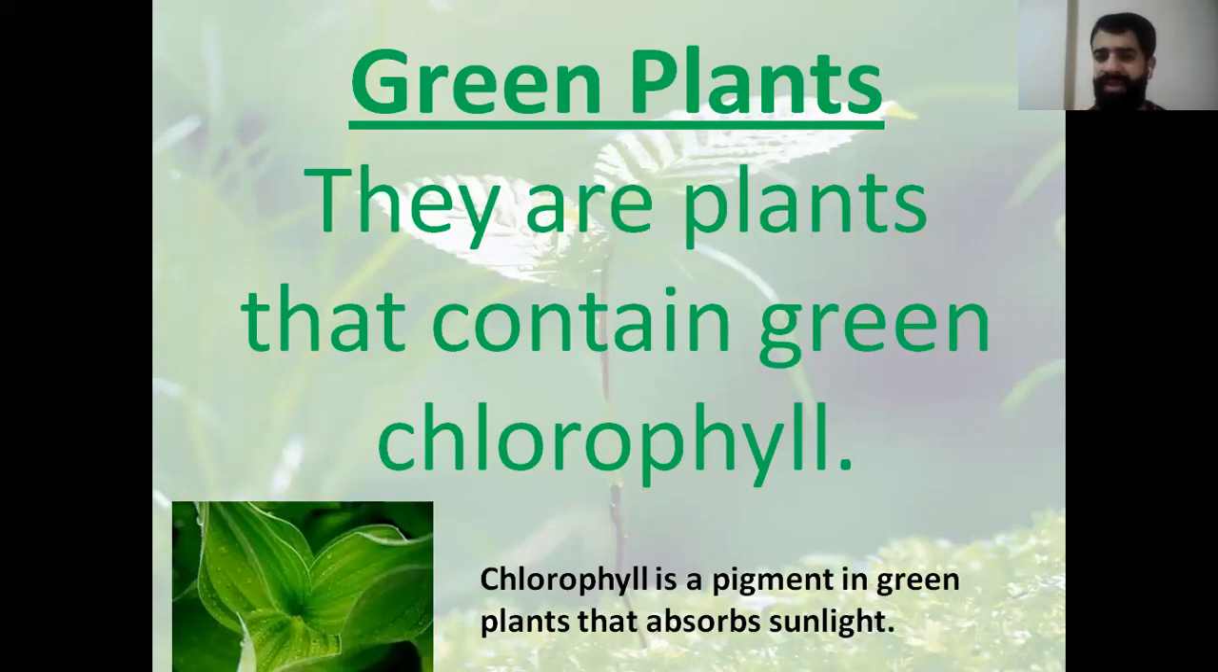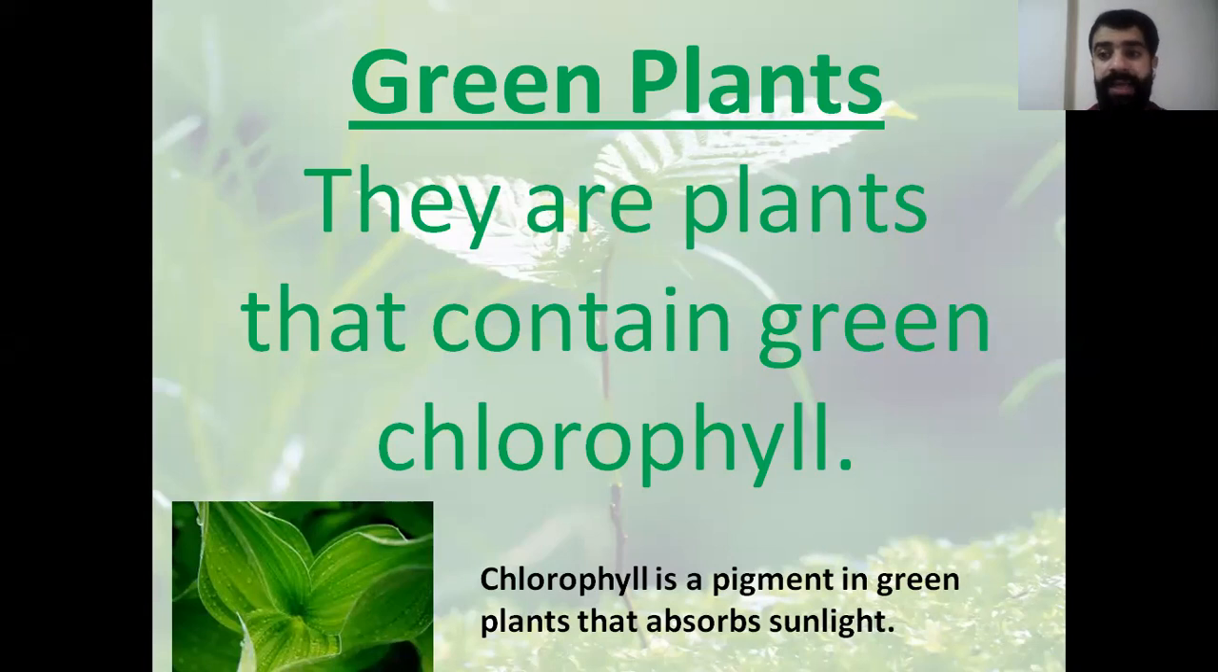So what are the green plants? Green plants are the plants that contain the green pigment, which is the chlorophyll. It's a small pigment in a green plant. It absorbs sunlight so that it can give the color green for the green plants. Also, they are called chlorophyllic plants because they contain this chlorophyll. The non-green plants are called non-chlorophyllic. They don't contain this pigment.